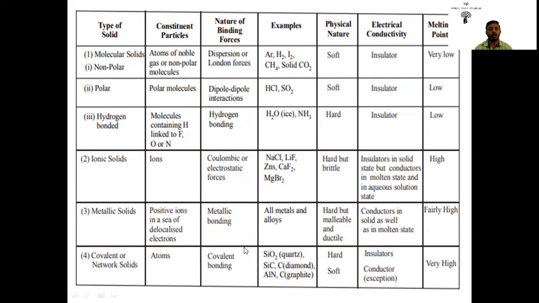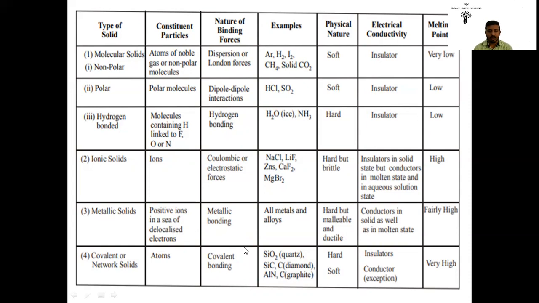And the last type is covalent, which is also known as network solids, or atomic solids. As the name itself indicates, the constituent particles are atoms. And the nature of binding force is covalent bonding. Example, SiO2, SiC, and AlN. In case of carbon, diamond as well as graphite, these are the allotropic forms of carbon.